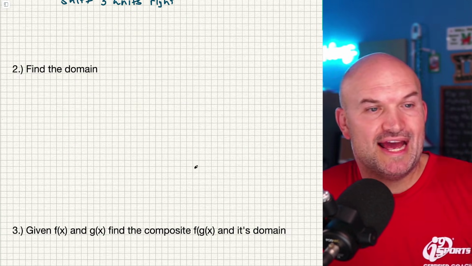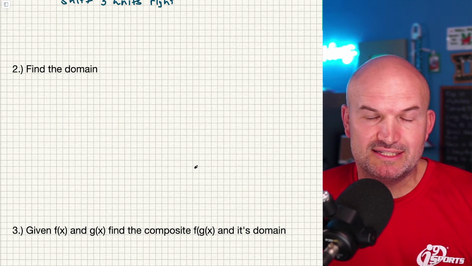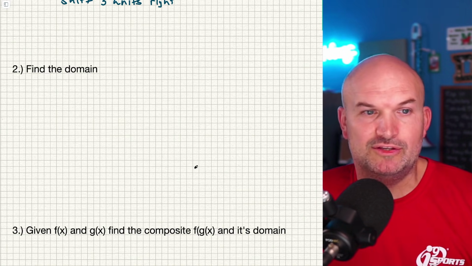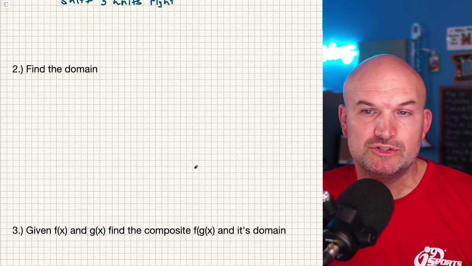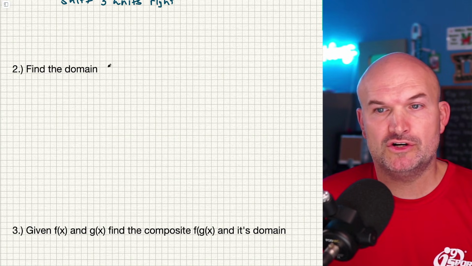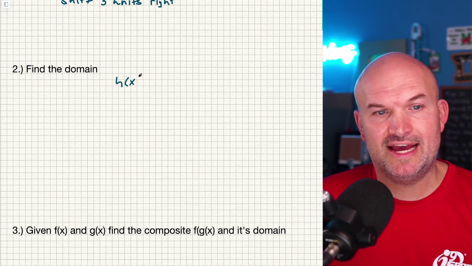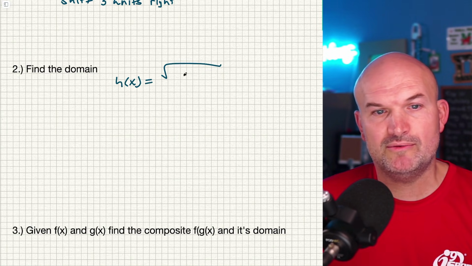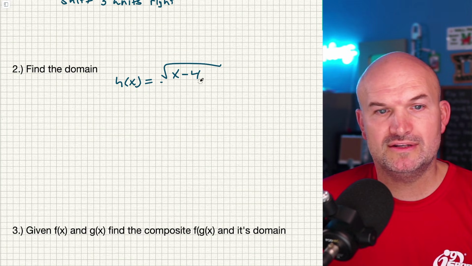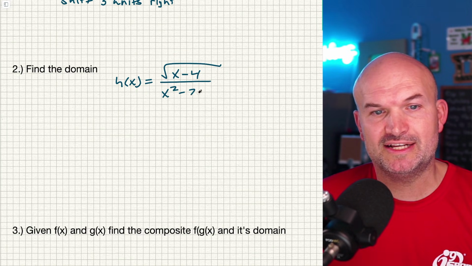All right, let's go and take a look at domain for functions. Guys, this is a common recurring theme. You need to make sure you understand how to identify the domain of a function. So in this case, I have h of x is equal to the square root of x minus 4, divided by x squared minus 25.